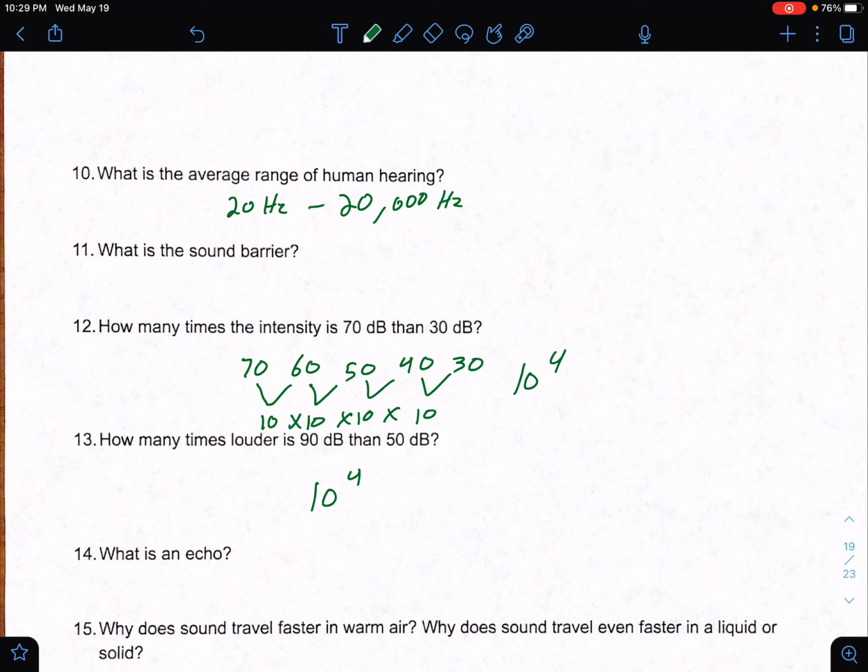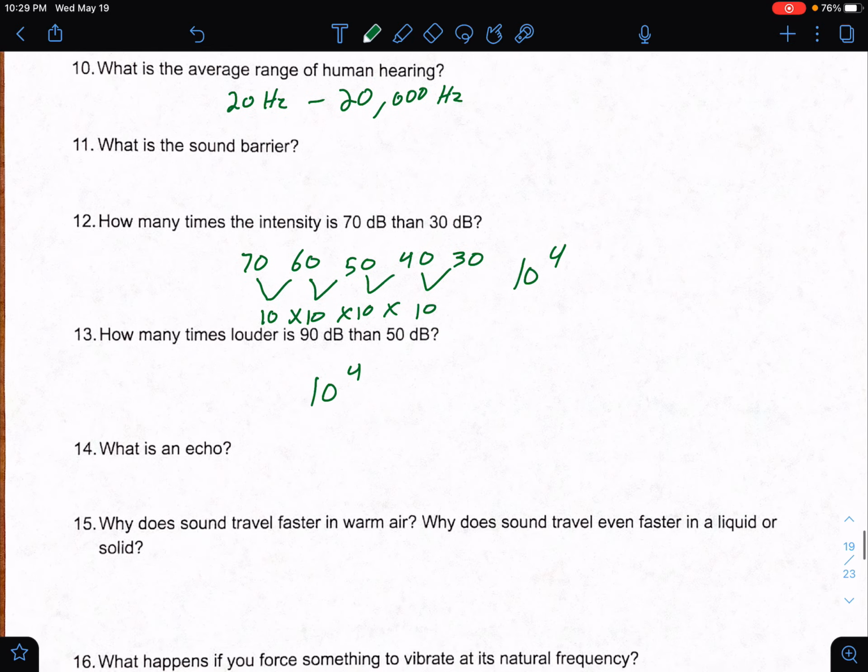Okay, why does sound travel faster in warm air, and why does sound travel even faster in a liquid and solid? When you are traveling in warm air, the particles are already moving faster, so the transfer of energy is a lot quicker. If it's colder, particles are moving a lot slower, so it's not going to transfer that energy as well.